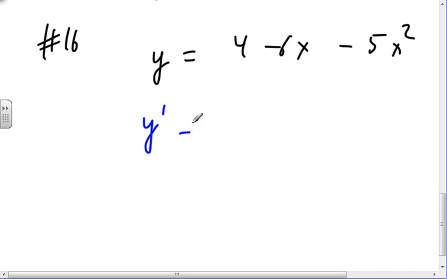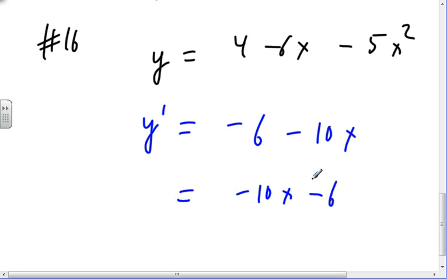So y prime is equal to 0 minus 6 minus 10x. Now I would call that misspelled, and I would go minus 10x minus 6, because now they're both negative, and I'd put the highest order x term first, is what I would do. Now, does it matter?